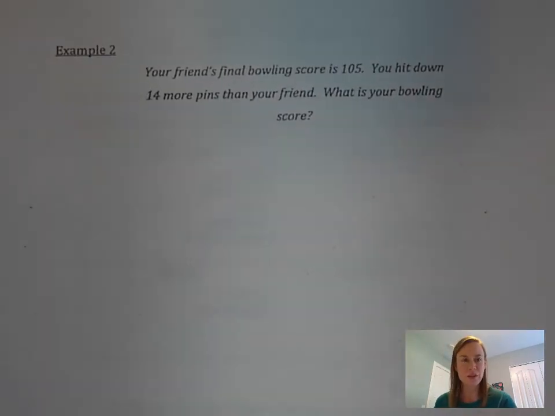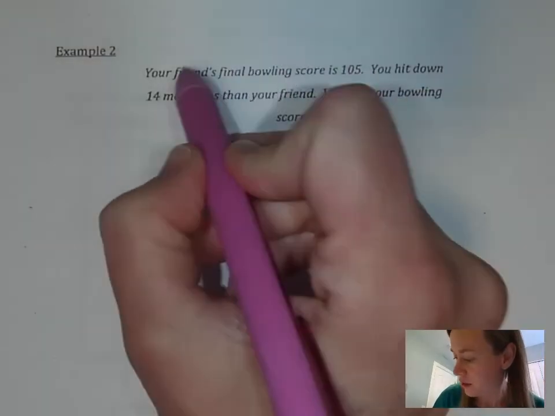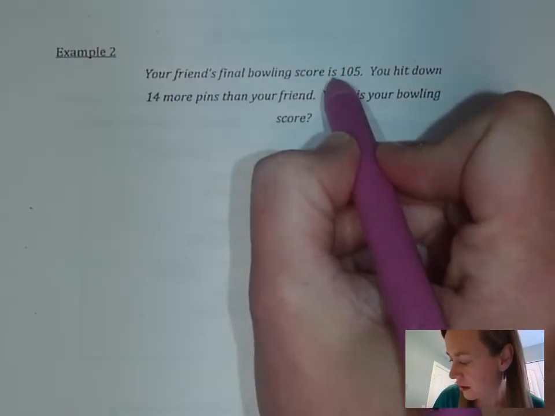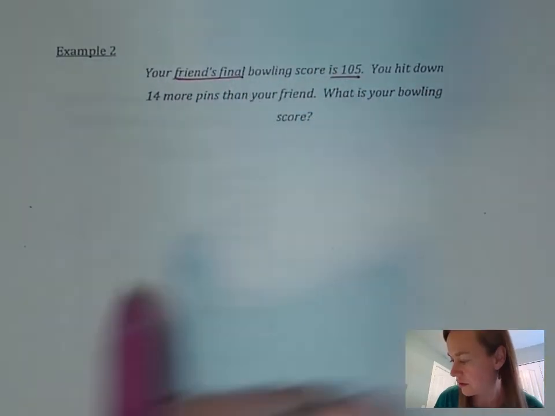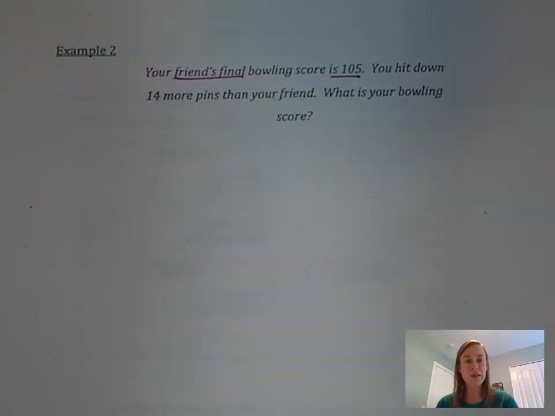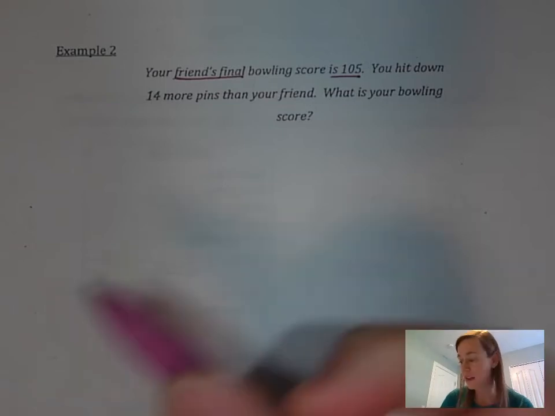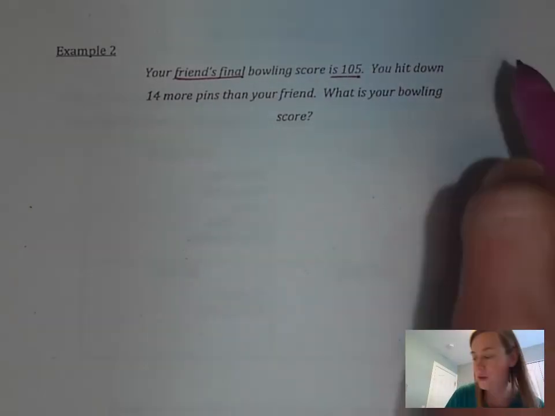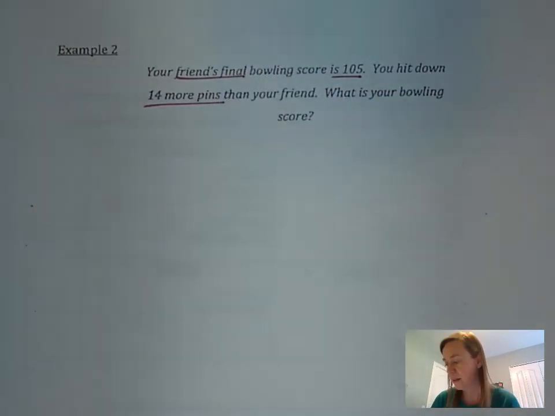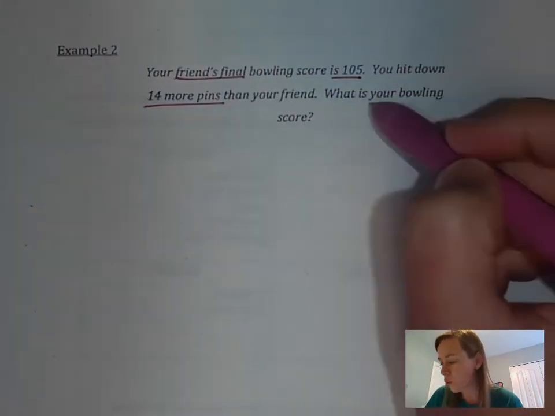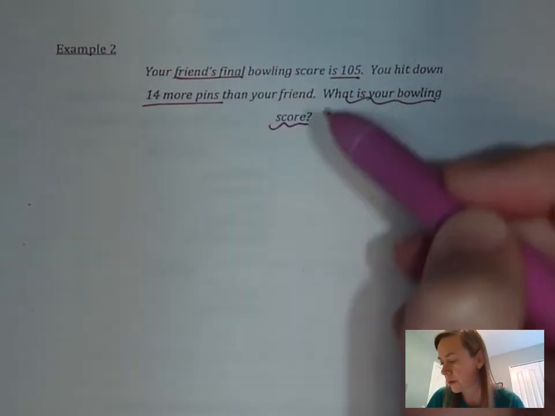Example 2. Your friend's final bowling score is 105. You knocked down 14 more pins than your friend. So whatever they knocked down, which was 105, you knocked down 14 more than them. And then the question is, what is your bowling score?